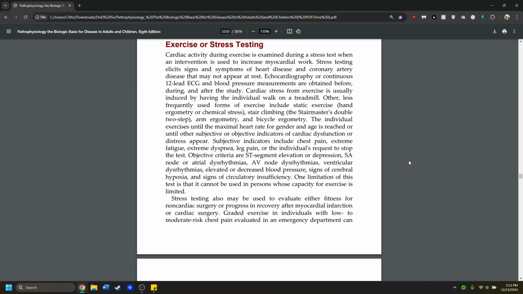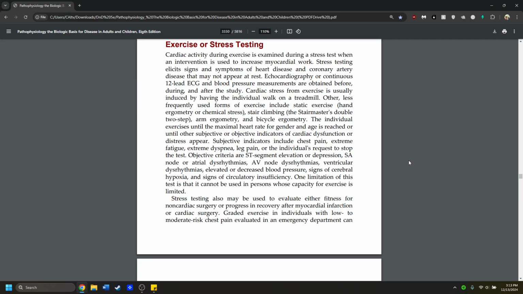Cardiac stress from the exercise is usually induced by having the individual walk on a treadmill. Other, less frequently used forms of exercise include static exercise, hand ergometry, and chemical stress, stair climbing, the Stairmaster, double two-step, arm ergometry, and bicycle ergometry. The individual exercises until the maximal heart rate for gender and age is reached, or until other subjective or objective indicators of cardiac dysfunction or distress appear.